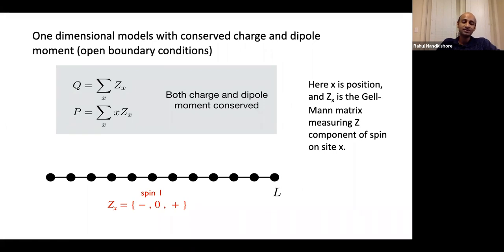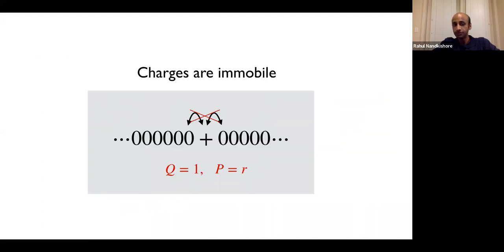The simplest non-trivial realization is a spin one chain. So like a 1D chain, on every site there's a single three-state degree of freedom, a single spin one, which can be +1, 0, or -1. The conserved charge is the z component of the spin, +1, 0, or -1. And the dipole moment is defined in the obvious way, position weighted charge. And we're going to demand that both the charge and the dipole moment be conserved.